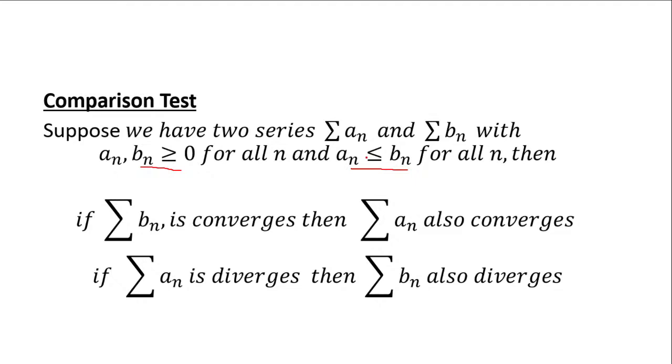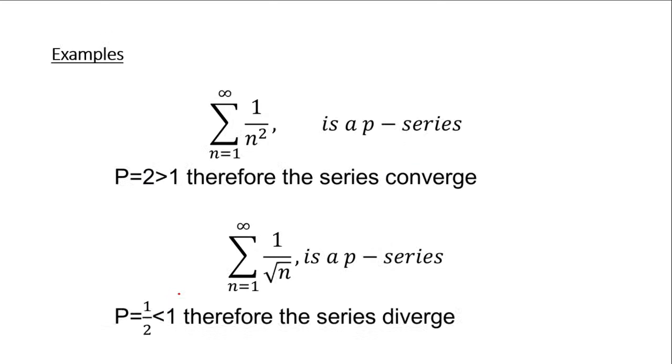So if bn converges, then an also converges. We only determine with the comparison test, we compare them to know. For convergence, if bn converges, an also converges, but with divergence you check on what? The an. So with convergence you check bn, and with divergence you check an.